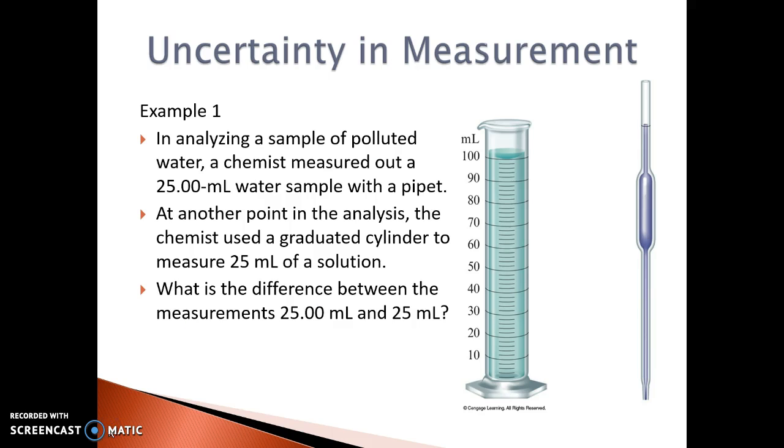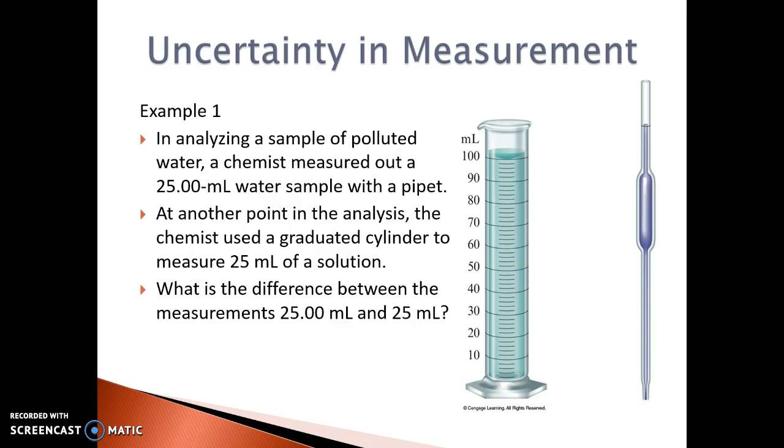Let's consider a couple other examples of uncertainty. In analyzing a sample of polluted water, a chemist measured out 25.00 milliliters of water with a pipette like the one on the right. At another point in the analysis, the chemist used a graduated cylinder to measure 25 milliliters of a solution, like the one on the left. What is the difference between the measurements 25.00 milliliters and 25 milliliters?